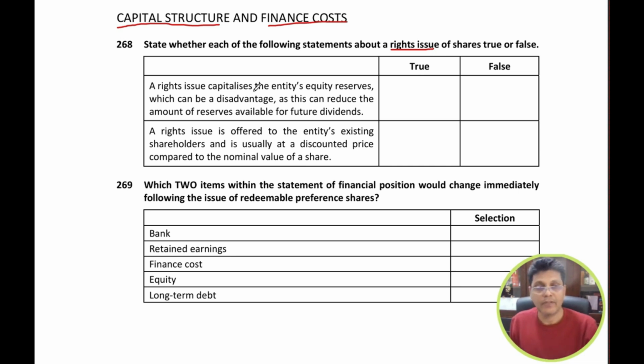A right issue capitalizes the entity's equity reserves. No, it does not capitalize, because the right issue is normally issued to the existing shareholders at a discounted price compared to the market price. So therefore it does not capitalize the entity's equity reserves, which can be a disadvantage as this can reduce the amount of reserves. Now we don't transfer the reserve to the equity account. That is known as bonus share issue. So with the right issue, we receive cash and we have to create a liability. So therefore this is false.